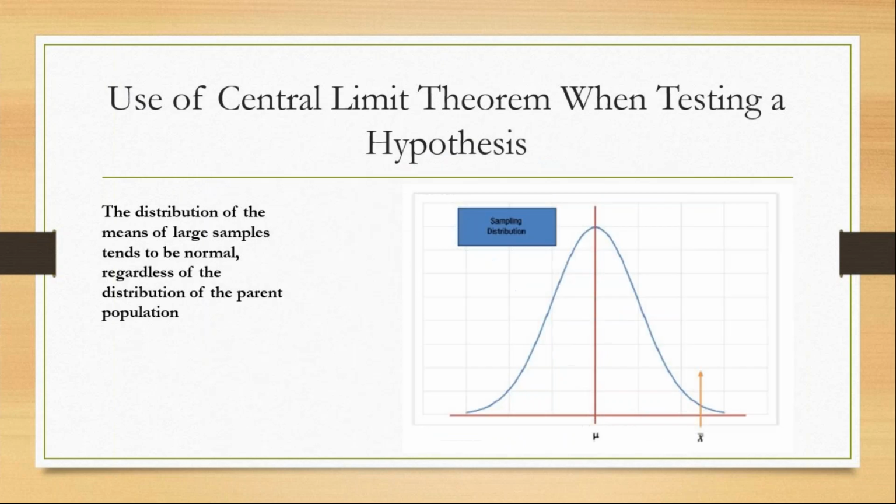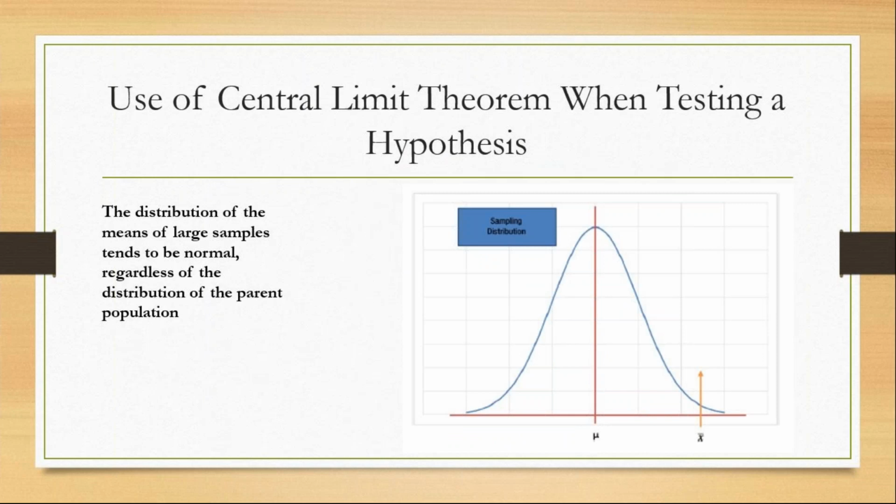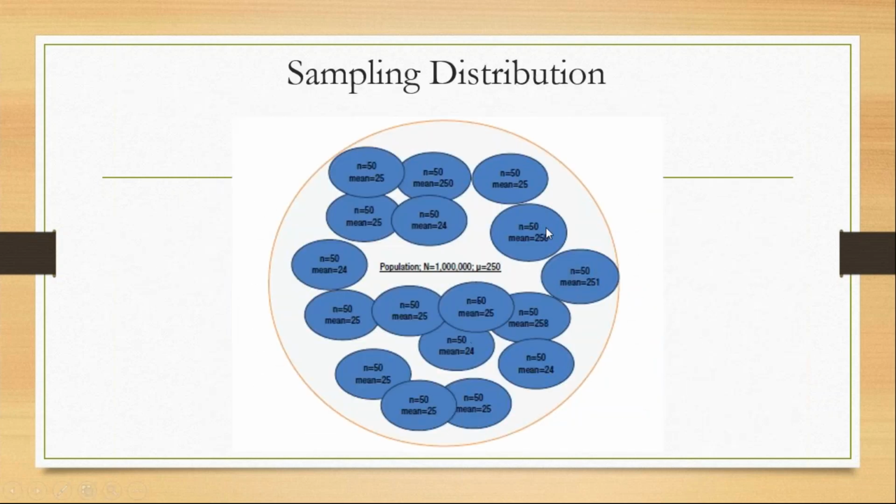So here is something that you need to understand, that is the central limit theorem. What happens in the central limit theorem? Let me explain in layman's terms. Let's say I have a population of around 10 lakh, and from there I randomly choose 50 samples. So from the 10 lakh soaps that are produced every day, I take a sample of 50 and calculate the mean.